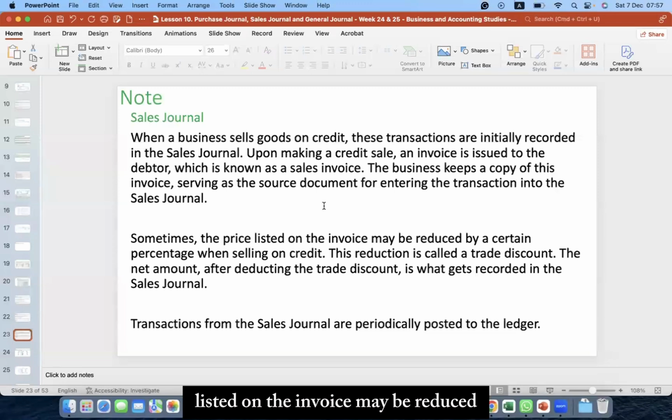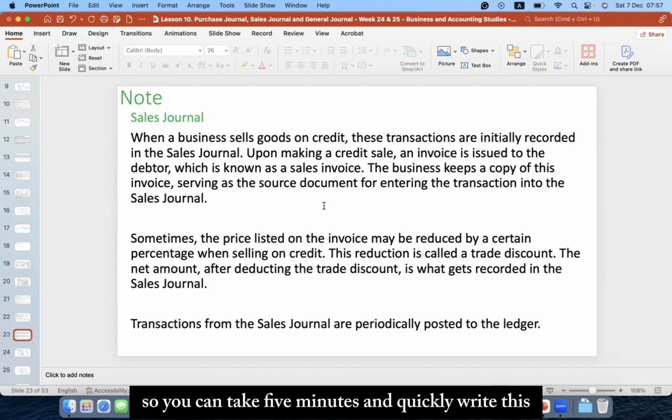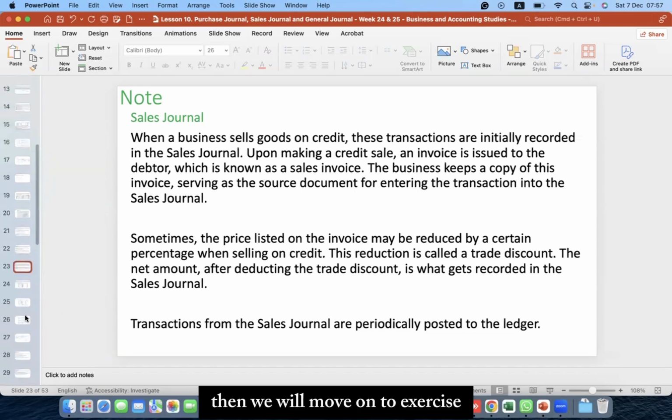Sometimes the price listed on the invoice may be reduced by a certain percentage when selling on credit. This reduction is called the trade discount. The net amount after deducting the trade discount is what gets recorded in the sales journal. Transactions from the sales journal are periodically posted into the ledger. So you can take 5 minutes and quickly write this. Then we will move on to an exercise.